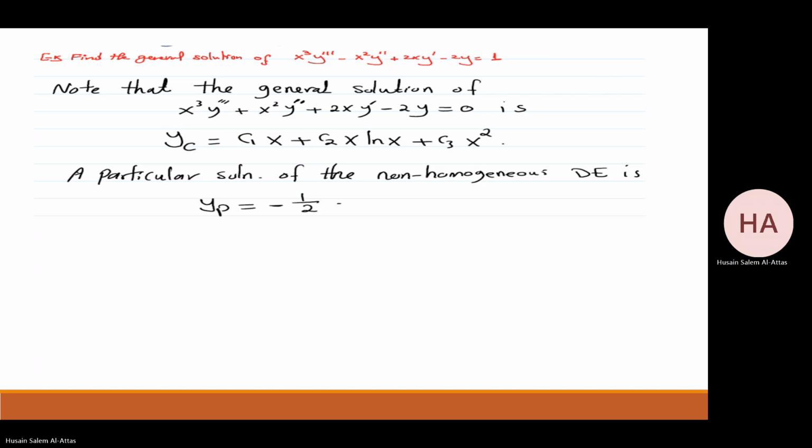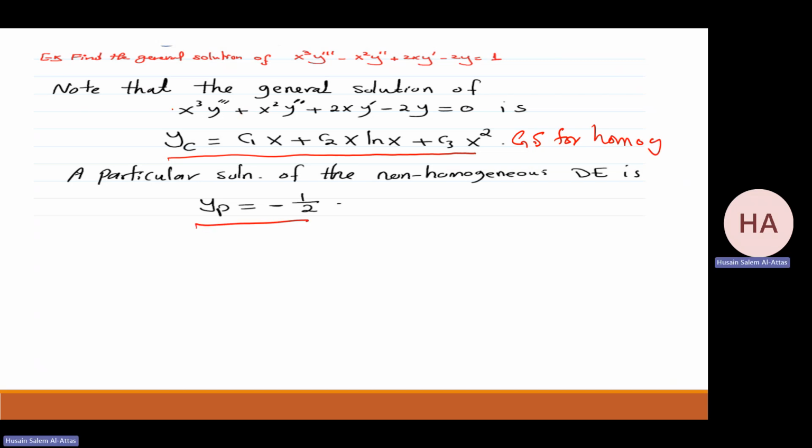Find the general solution of this. Given that yc is the general solution for the homogeneous equation, and I have a particular solution, what is the general solution for this equation?